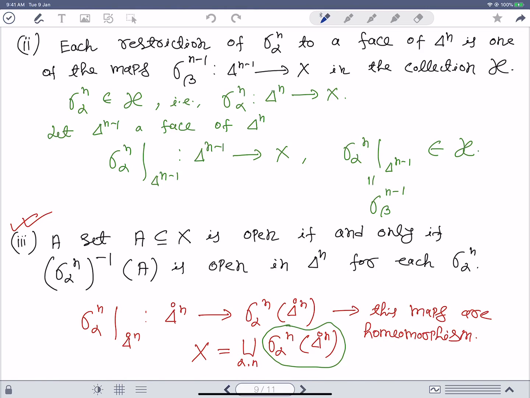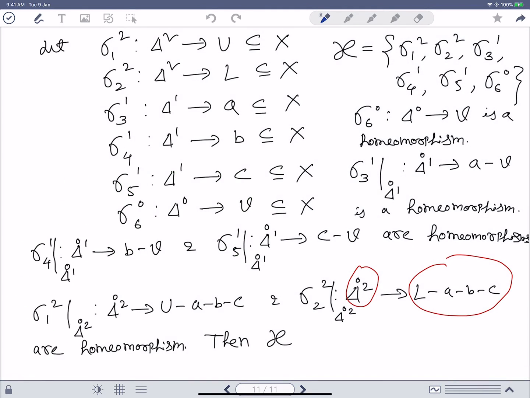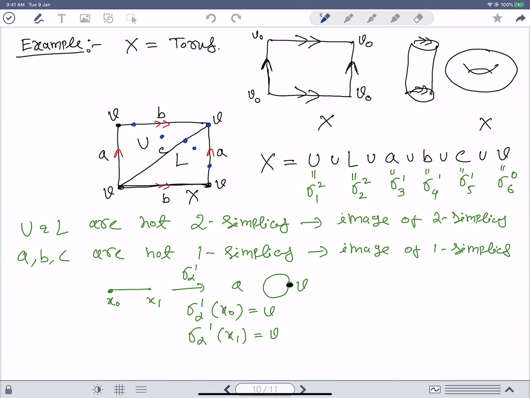Now what about the second? It says that if you take a map from the collection script X and take its restriction, then the restriction map will also be in that collection. Here you can check that suppose we have a map delta 2, say sigma 2, from delta 2 to L. If you take the restriction, it has three faces. According to the choice of face, you will get the map sigma 3 1 or sigma 4 1 or sigma 5 1. Therefore the second condition is also satisfied.